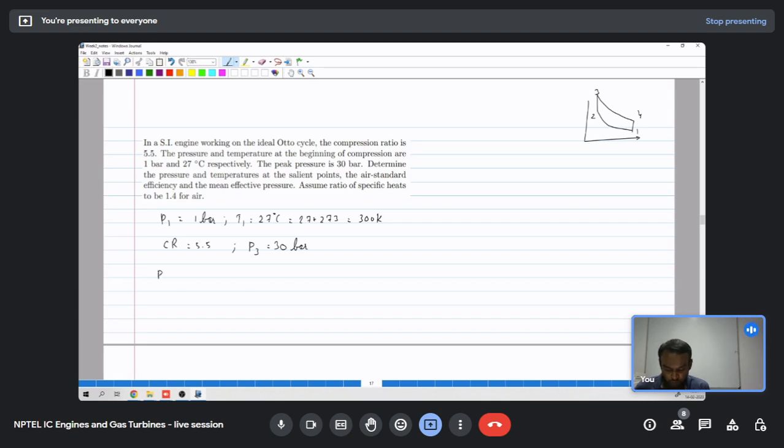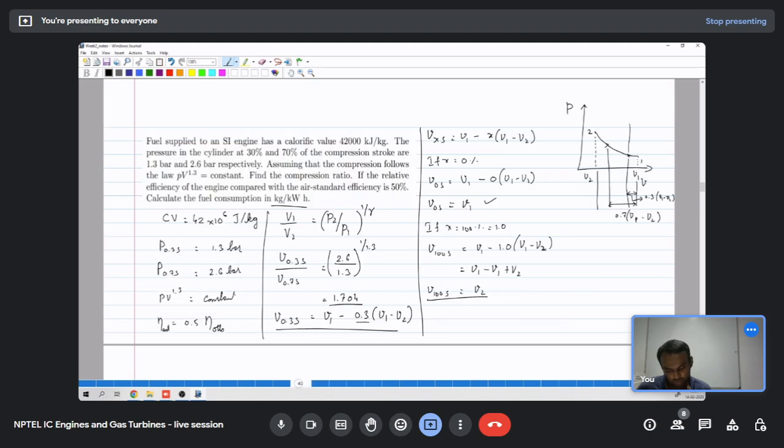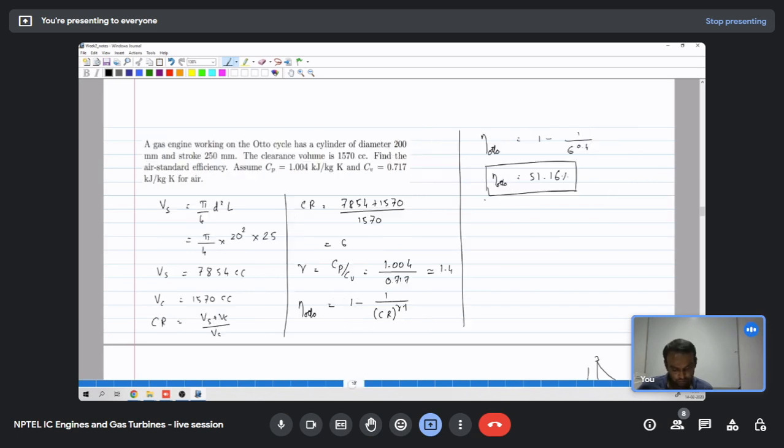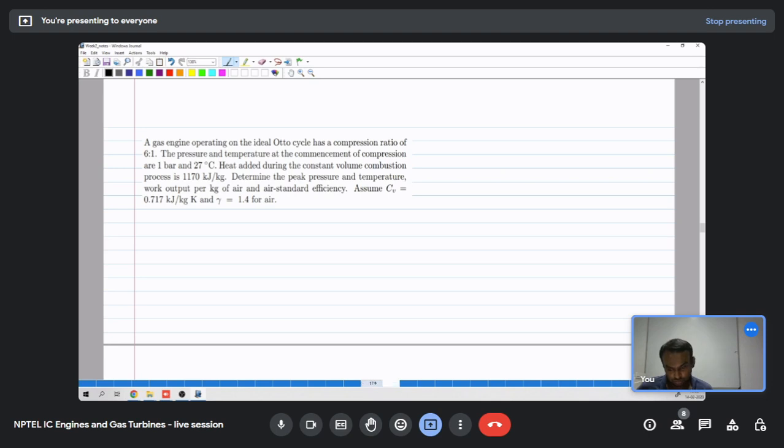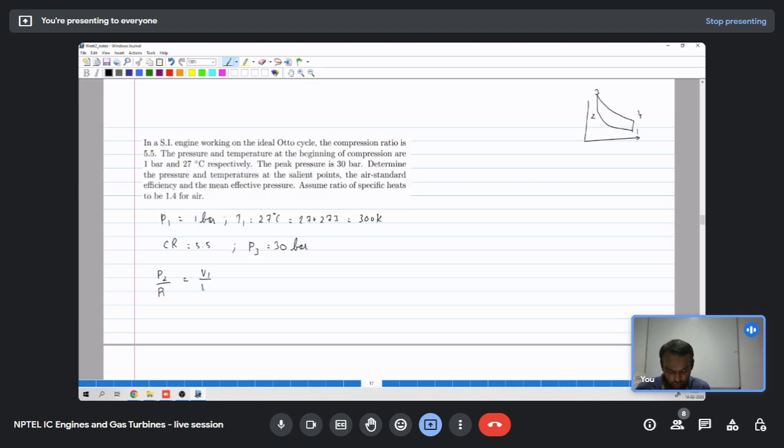From the relation we know P2 by P1 is V1 by V2 power gamma, that is compression ratio power gamma. Compression ratio is 5.5, gamma is 1.4. So P2 will become 1 into 5.5 power 1.4, so this is 10.87 bar.